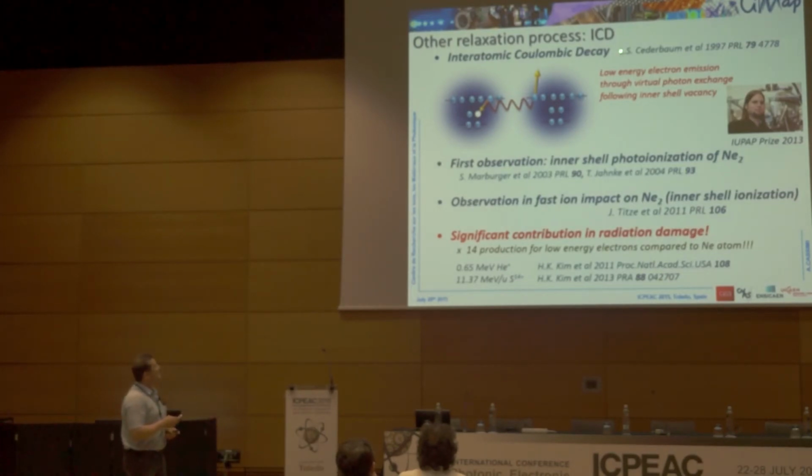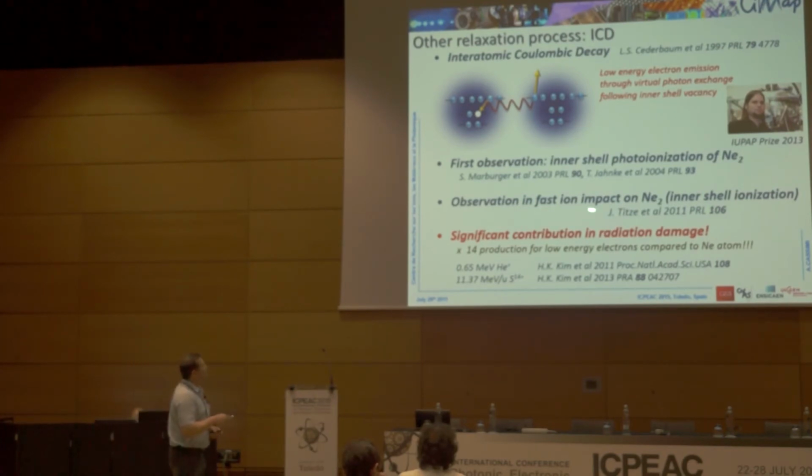This is the famous ICD, where if you capture an inner electron in a neon atom, for example, in a dimer, you might have an Auger effect across the dimer, meaning that one electron of the other atom will leave, while the 2s hole is filled in the next atom. It was first observed in photoionization by these people, and Till Jahnke received the IUPAP prize for his work on this ICD.